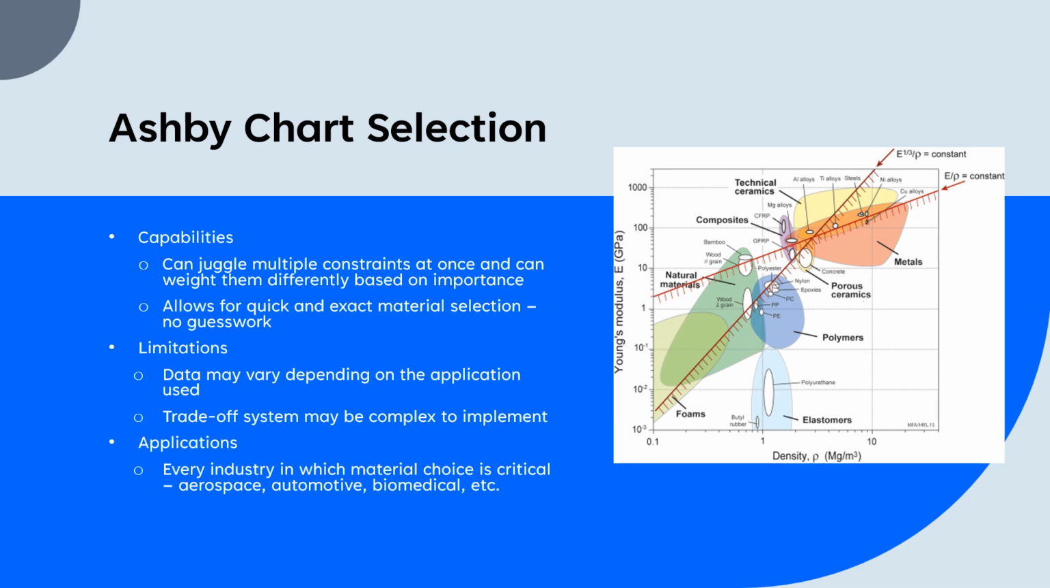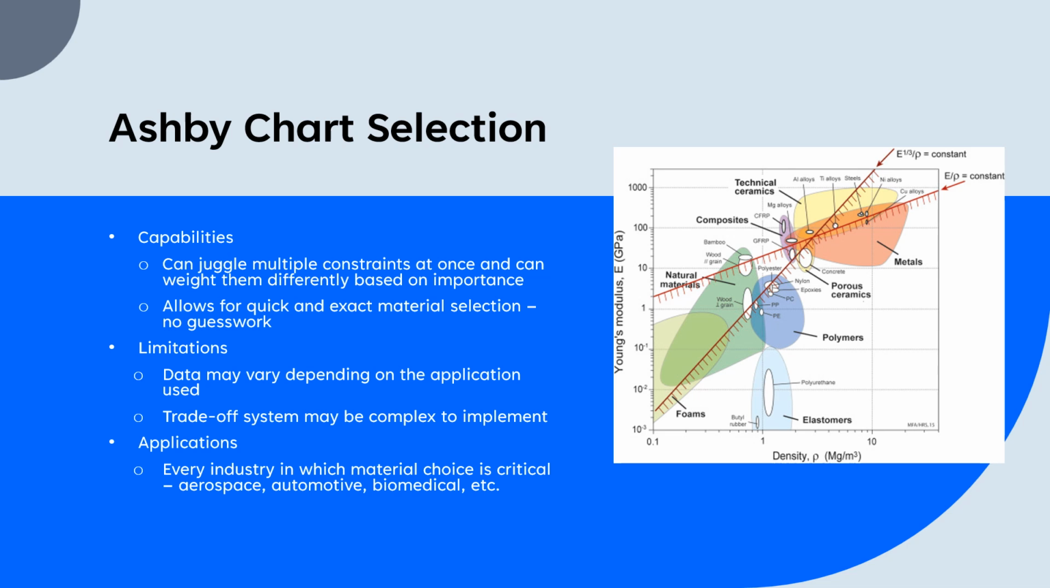So ASPE charts are really great because they're very exact. Like I said, it's all mathematical. There's no guesswork involved. And you can juggle multiple constraints. You'll have different lines on your chart, which you can see in red, and then the one point, the one material that's closest to both lines, that's the best material to use. So that's all math, which is awesome.